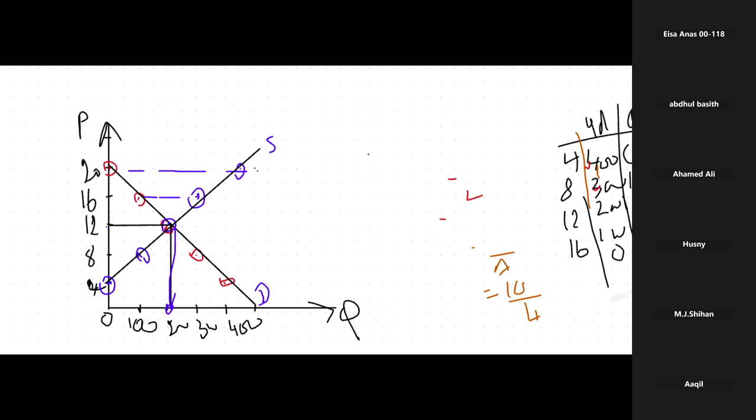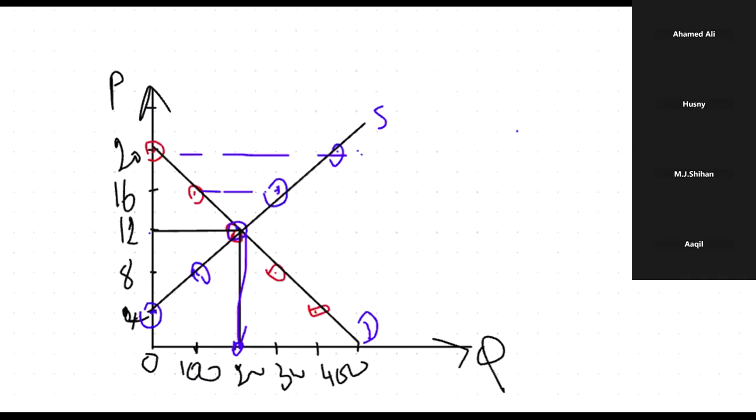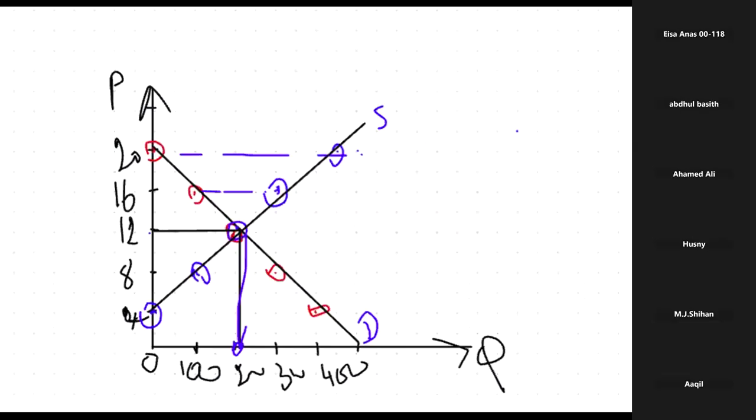A very good example is the 2021 paper, question number 3, first part: explain consumer surplus and producer surplus. So the meaning also comes from time to time, and mostly the calculations come from it.